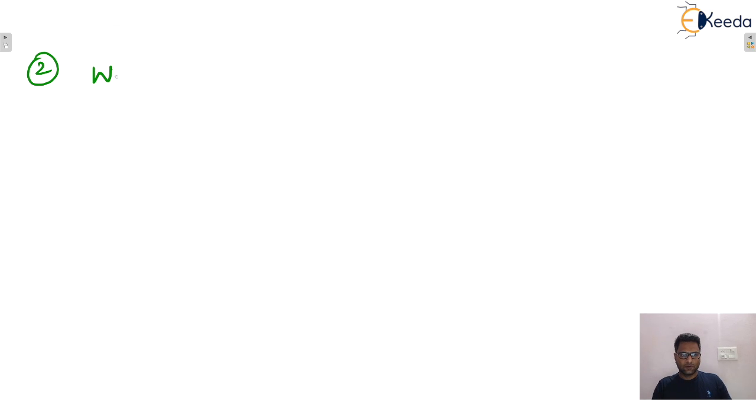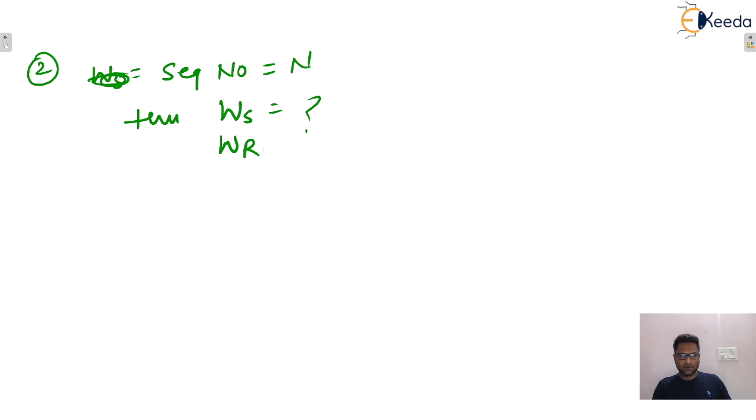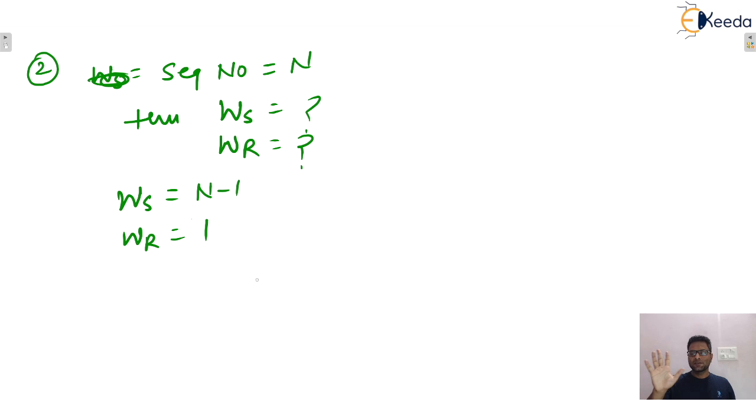Let's say the sequence numbers available are n, then my question is: what will be the sender window size and what will be the receiver window size? So we can say that the sender window size will be n minus 1 and the receiver window size will be 1. You can see n minus 1 plus 1 will be n, so at least n sequence numbers are there.